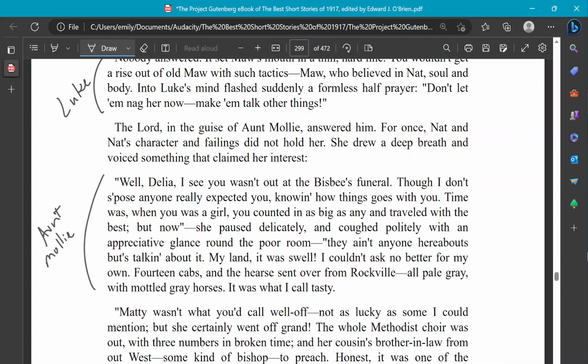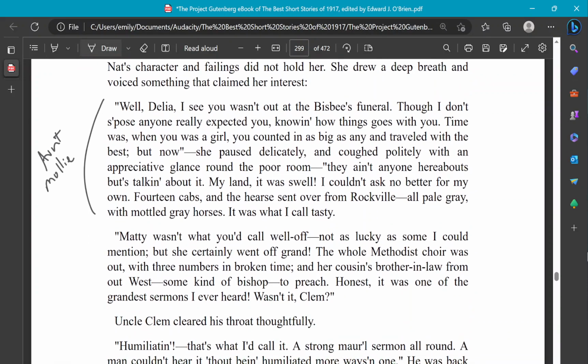Okay, who replies? That's Uncle Clem. But who's replying to Aunt Molly? Delia, it's probably Delia, the Ma. Ma, as I can see it. Ma, I think it's Delia.